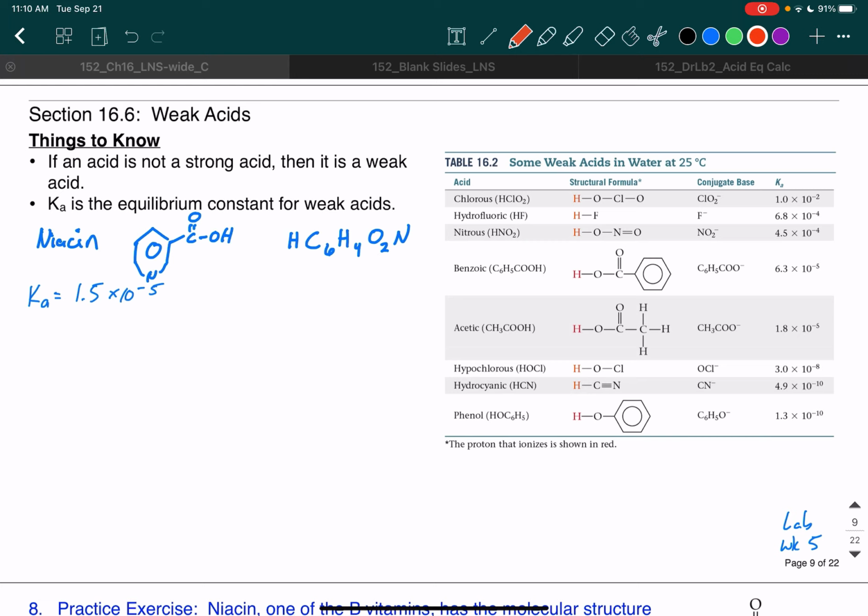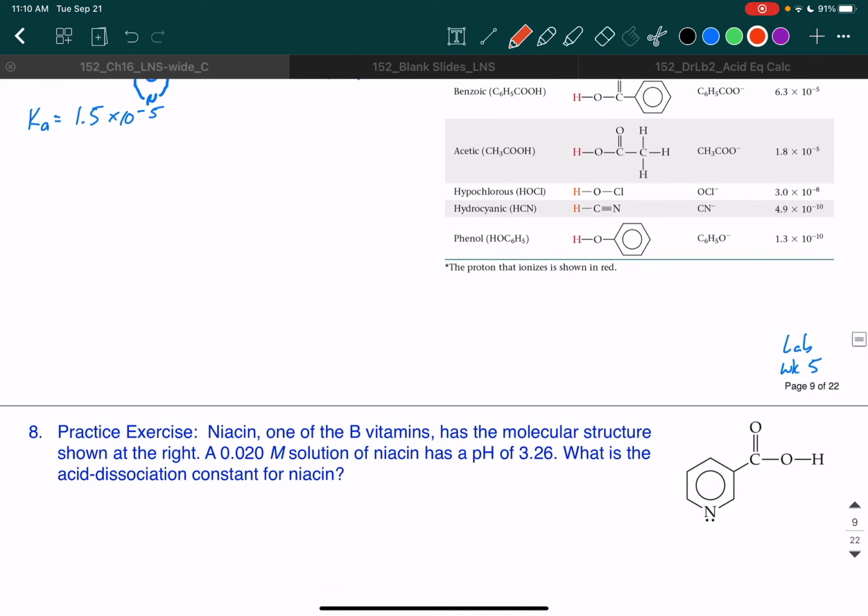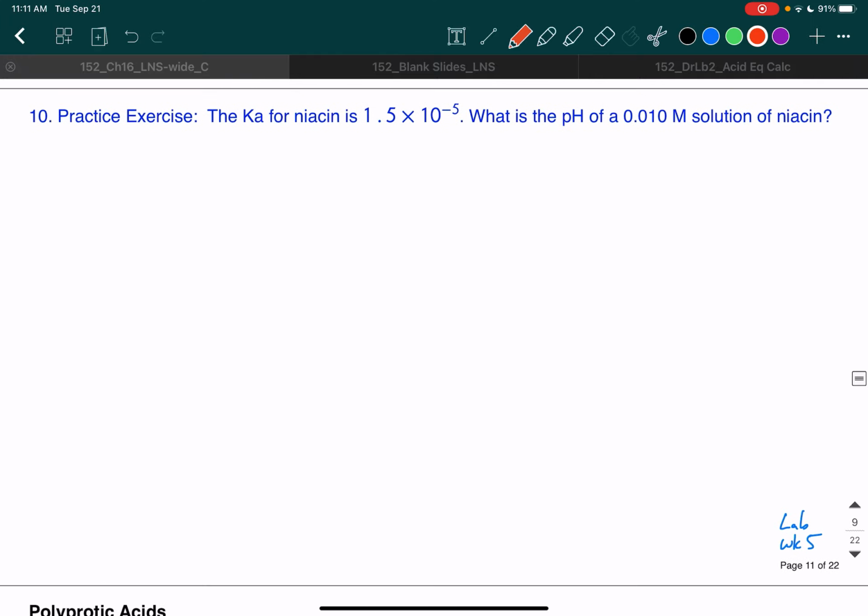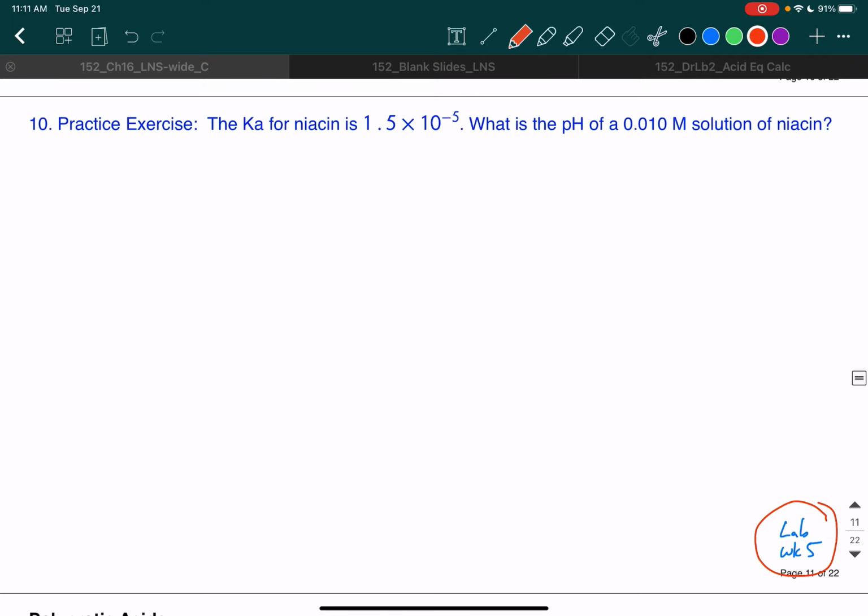The problem I'm actually going to work, and I'm setting the stage here with niacin, is practice exercise 10. I went ahead and reminded myself at the bottom what I'm going to go through. Notice what's set up here: it's a monoprotic weak acid, and I'll talk about that in a minute. Niacin, that Ka is given. The pH is the question mark, and then a particular concentration is given.